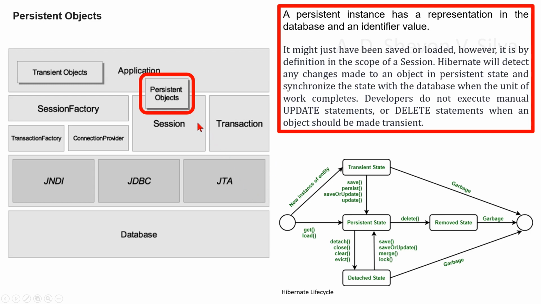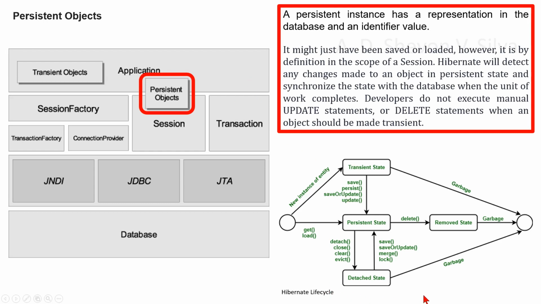Now we are focusing on persistent objects. A persistent instance has a representation in the database and an identifier value. It might just have been saved or loaded. However, it is by definition in the scope of a session. Hibernate will detect any changes made to an object in persistent state and synchronize the state with the database when the unit of work completes. Developers do not execute manual update statements or delete statements when an object should be made transient.